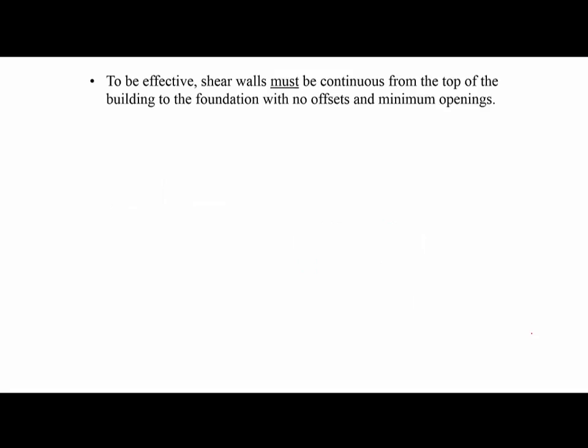To be effective, shear walls must be continuous from the top of the building to the foundation without any offset or minimum opening. If you have a multi-story building, you don't want to stop your shear wall here, because then your lateral forces are going to get concentrated right at the bottom of the building, and you are going to have damage in this column. It's not a very efficient system, and especially for a seismic zone, we want to make sure that the shear walls continue all the way to the ground, and we don't want to have any breakpoint there.